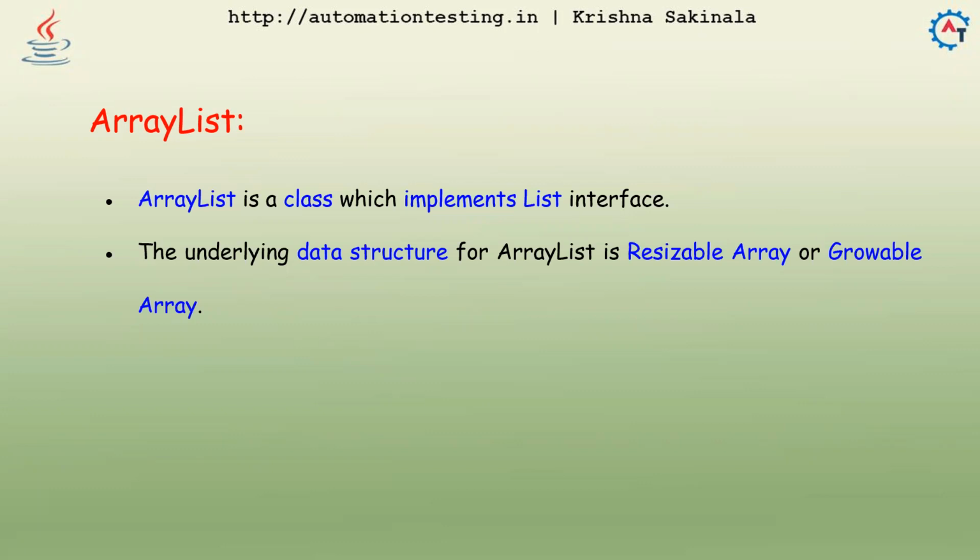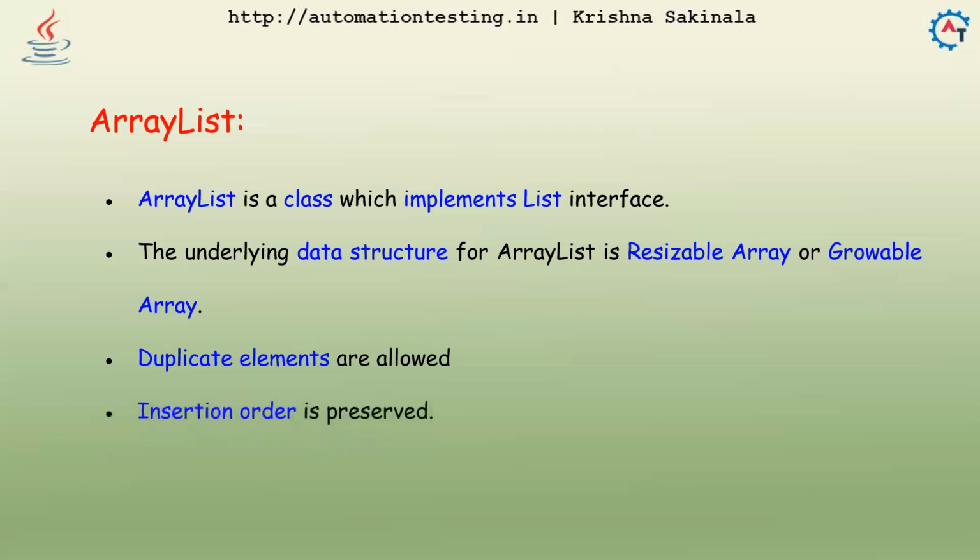Duplicate elements are allowed. This is what we discussed for the List interface; the specialty of List is that it will allow duplicate elements. Duplicate elements are allowed and insertion order is preserved. The order in which you inserted the elements into the list is the same order they have inside the list.